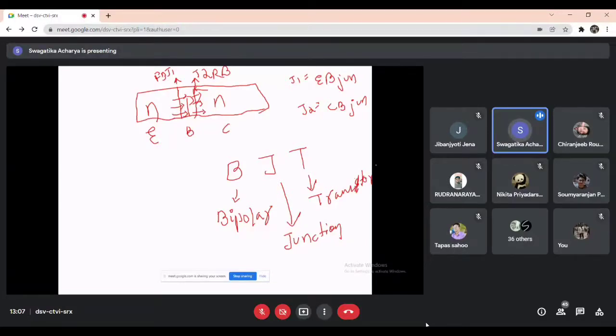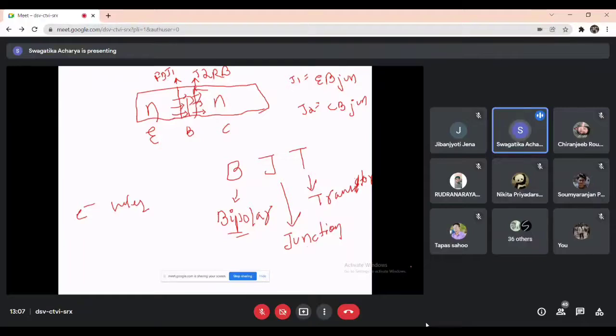Why this name, bipolar junction transistor? Bipolar means both types of charge carriers, holes and electrons, participate in the injection process into the oppositely polarized material. Both electrons and holes take part in conduction. That's why the name is bipolar.